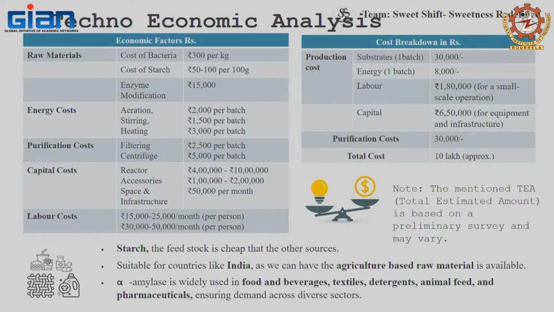And coming to the techno-economic analysis, previously we discussed it in the plant protein production, and there I followed the same methodology. The raw materials include the cost of bacteria, the cost of starch, and the enzyme modification. Here the enzyme modification cost is reduced because people did work on this when compared with that one, so that's why I reduced some cost. Then the energy cost for the aeration, stirring and heating, and the purification, where the filtering and centrifuge, and the capital cost, which includes the reactor and accessories and space infrastructure, and the labor cost adds the same, like skilled and semi-skilled. So here the thing is the total cost budget that I proposed.